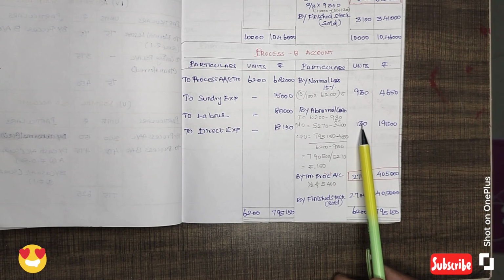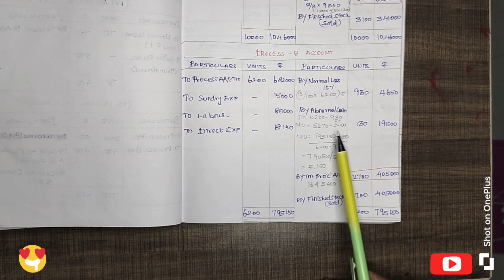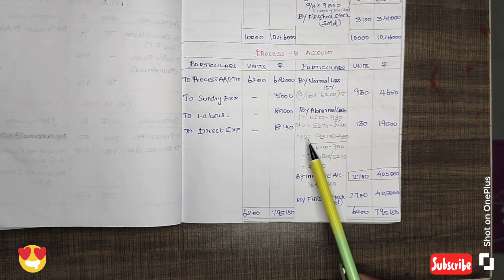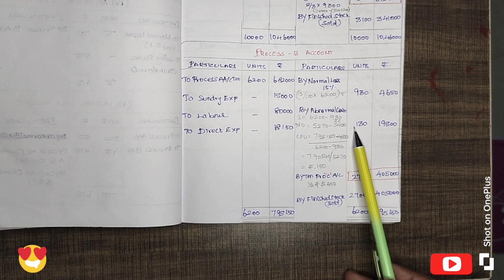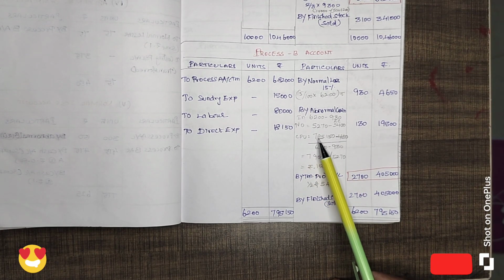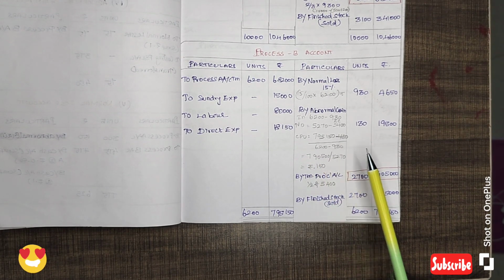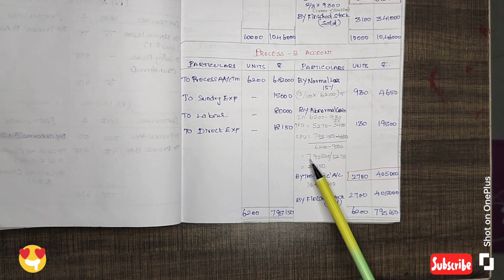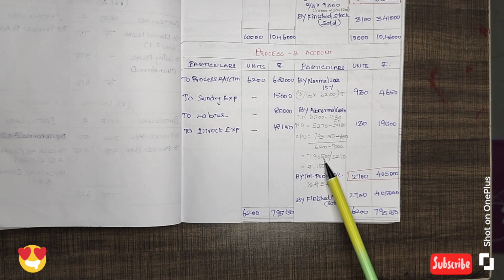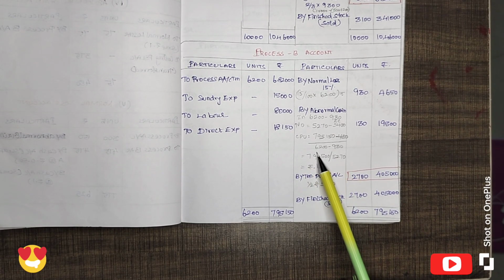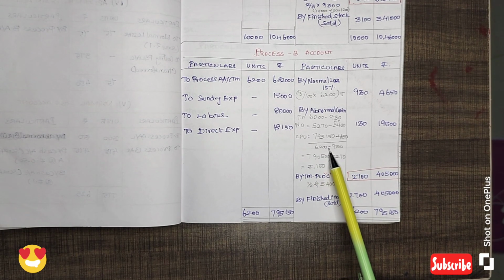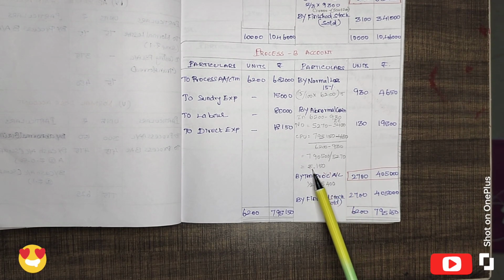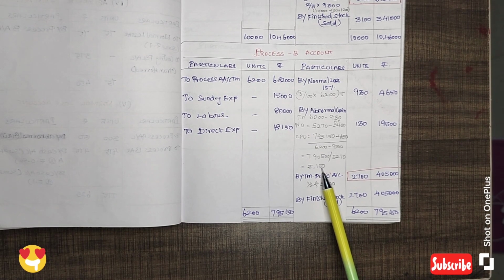Then we need to find out the value of the abnormal gain, 130 units. Before that, we need to find out the cost per unit. If you find out the cost per unit, only then can you find out the abnormal gain. So what is the cost per unit? We have the format for that. Total cost minus scrap value, you will get 7,90,500 rupees. Divide that by total input minus normal loss, 5,270. After dividing, you will get cost per unit 150 rupees.